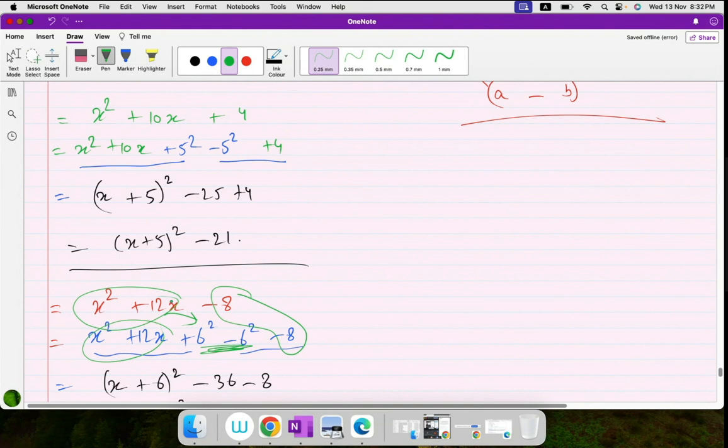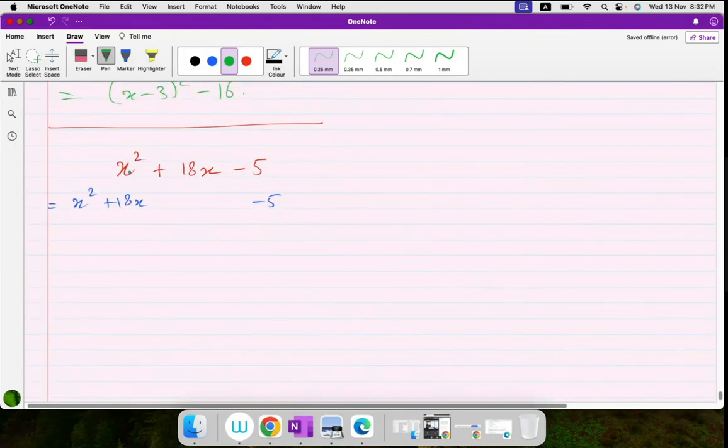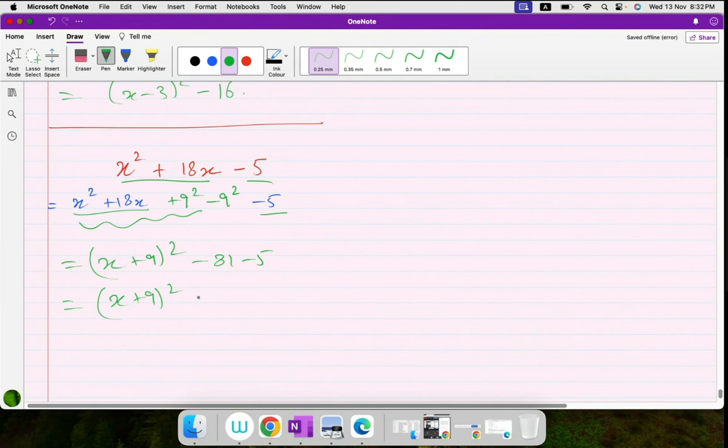Half of the coefficient of x. See, first same, last same. What is coming in between? Half of the coefficient of x. So we do the same here. First two are just written as they are, the last one is written as it is. Half of the coefficient of x, in this case 18, so half of that is 9. Plus 9 squared minus 9 squared. Then we close the first three: x plus 9 whole squared minus 81 minus 5. So x plus 9 whole squared minus 86.